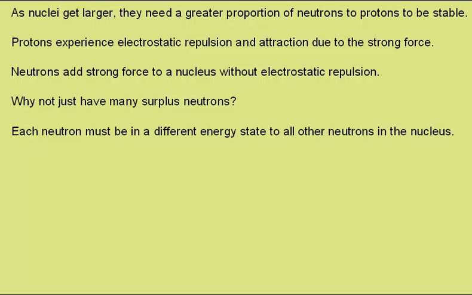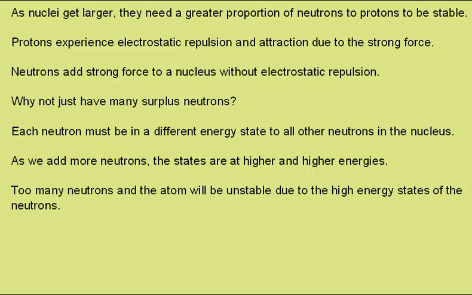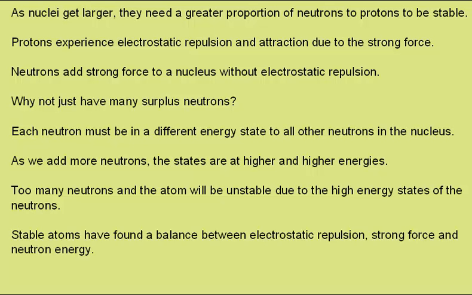Well, each neutron must be in a different energy state to all the other neutrons in the nucleus. As we add more neutrons, the states for the neutrons are at higher and higher energies. Too many neutrons, and the atom will be unstable due to the high energy states of the neutrons. Stable atoms have found a balance between the electrostatic repulsion, the strong force attracting them, and the neutron energy.